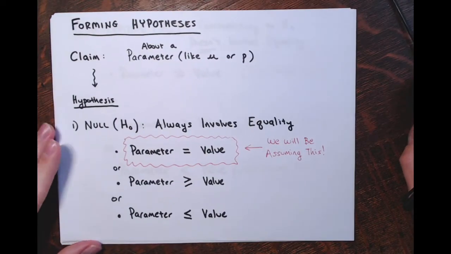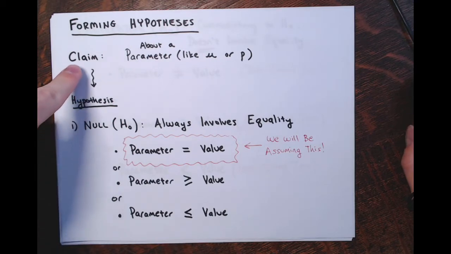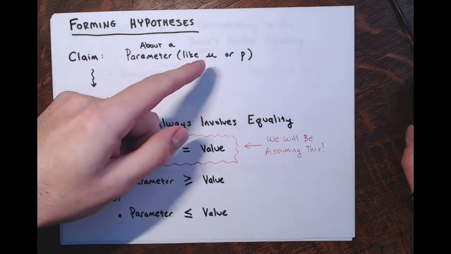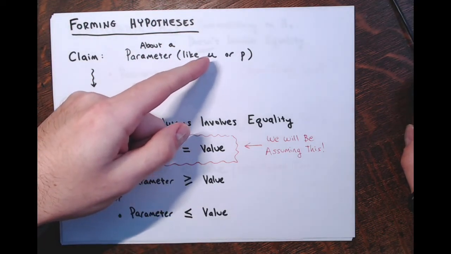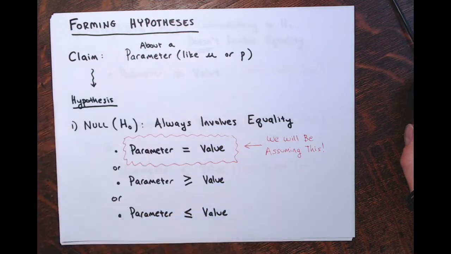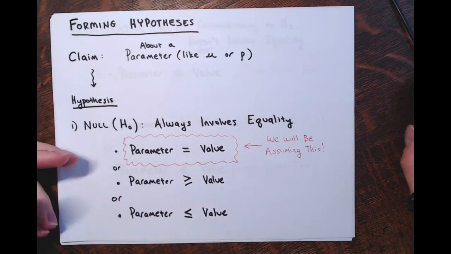I wrote out how you form hypotheses once you know a claim. So let's go over that again here. Some claim is going to be made about a parameter, about a population. Like the population mean is greater than 7, or the population mean is equal to 10, or the population proportion p is less than 0.2. But some claim will be made about a population parameter, and then from that claim, the hypotheses are formed. You have these two opposing hypotheses, the null hypothesis and alternative hypothesis.